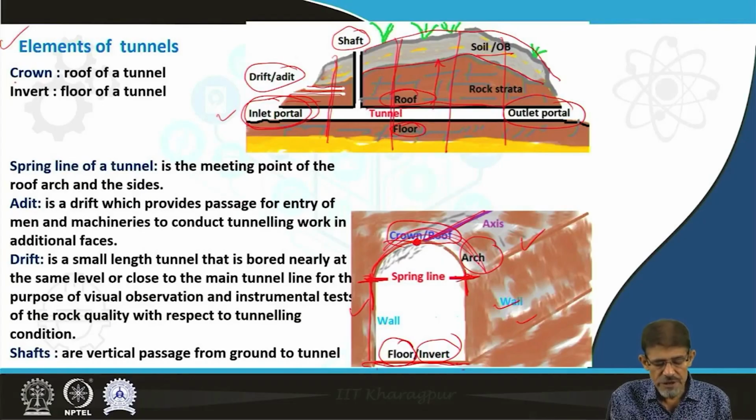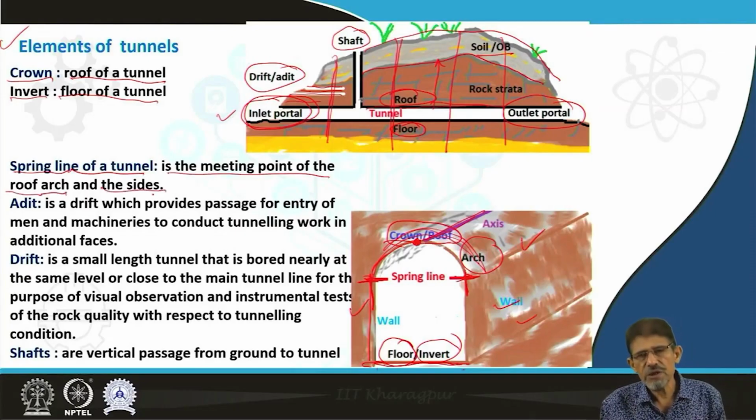As per definition, the crown is the topmost part of the tunnel, or the roof of the opening. The invert is the floor of a tunnel, or the bottom side of the tunnel. The spring line of a tunnel is the meeting point of the roof arch and the side walls.